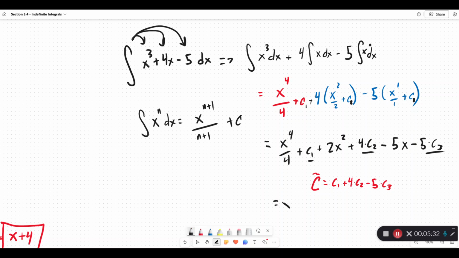Which leaves me with x to the 4th over 4 plus 2x squared minus 5x plus c squiggle. And usually we just omit the squiggle. We just say, look, we're just going to wait until the very end, group all of our constants together. We might pick up a bunch of them, but ultimately they exist as one constant, right? If this one adds 2 and this one adds 9 and this one subtracts 8, doesn't matter.